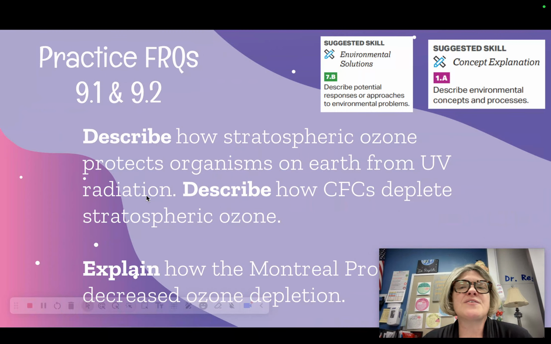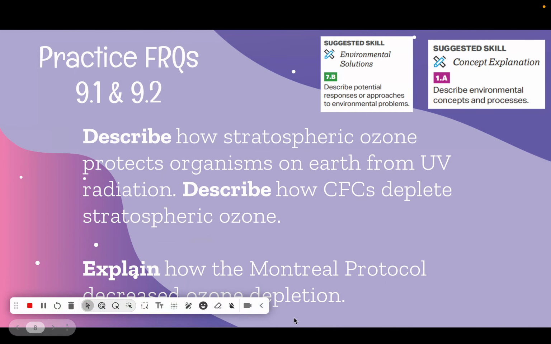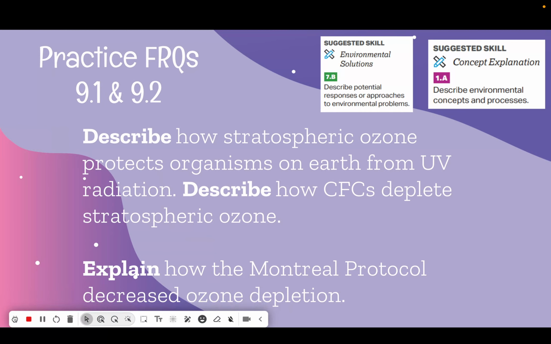All right, so here is your practice FRQ for 9.1 and 9.2. First of all, you're going to describe how stratospheric ozone protects organisms on Earth from UV radiation, and describe how CFCs deplete stratospheric ozone. And lastly, you're going to explain how the Montreal Protocol decreased ozone depletion.